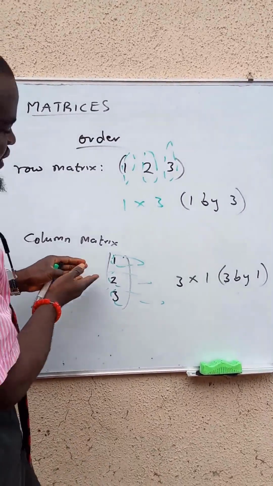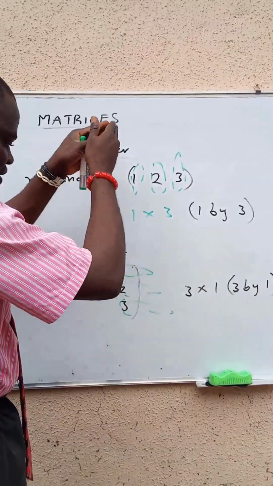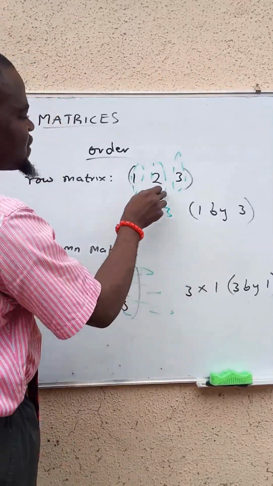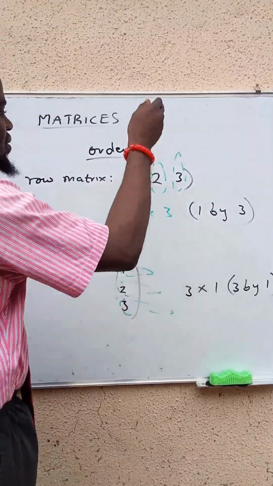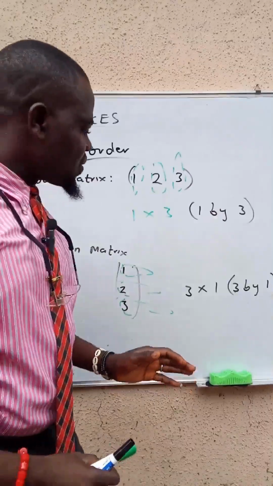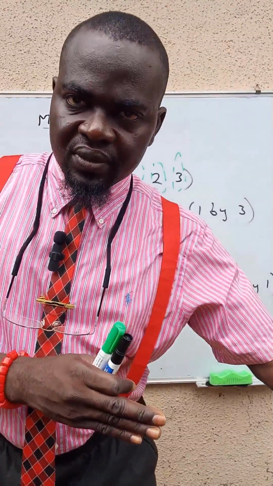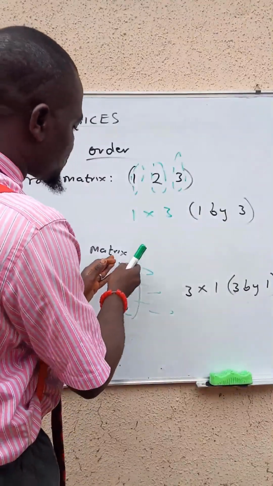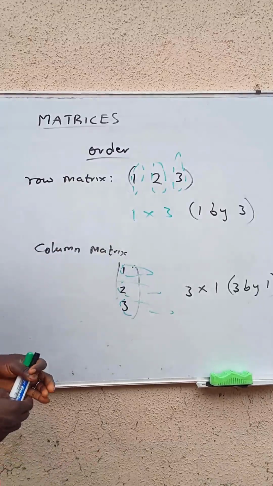So the row is 3. We have 3 rows: first row, second row, third row. Then we have 1 column. So 3 by 1, because we name the row first. In this place, we have 1 row. We start by the row 1. Then 1, 2, 3, we have 3 columns. That's why it's 1 by 3. So this is all about how to name a matrix. In a matrix, you name the row first before the column. So we have 1 by 3, and here we have 3 rows, 3 by 1. This is the row matrix, and the second is the column matrix.